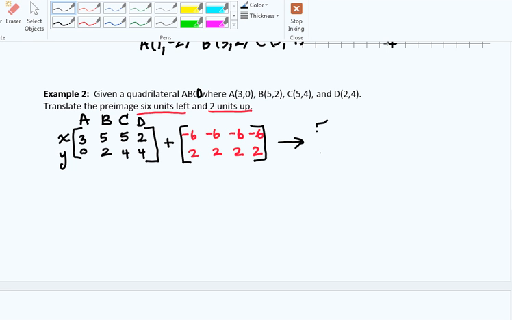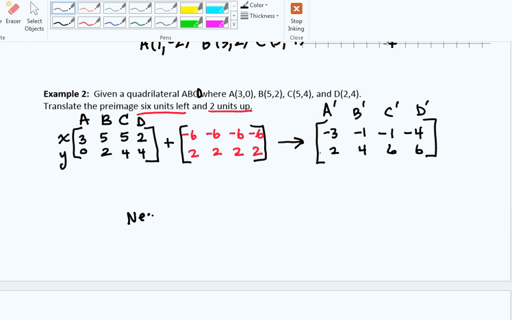This is going to give me a new 2 by 4 matrix. 3 and negative 6 give me negative 3. End up with a negative 1, negative 1, and negative 4. Here we're going to add 2. That'll give me 2, and 4, and 6, and 6. This is my new A, my new B, my new C, and my new D.